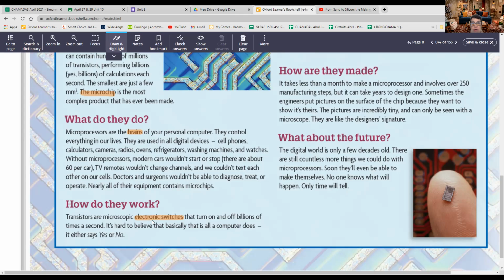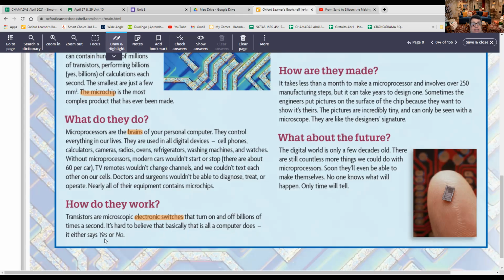But electronic, okay? So transistors are microscopic electronic switches that turn on and off billions of times a second. It's hard to believe that basically that is all a computer does.